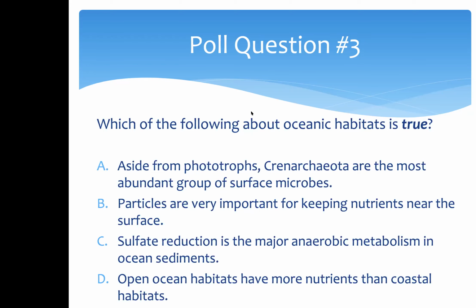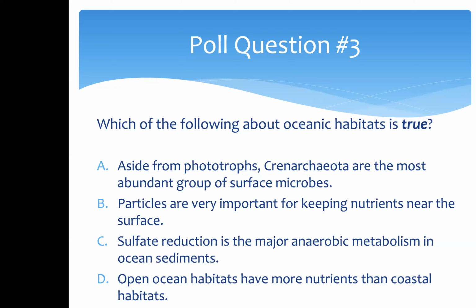So it looks like the majority of you put C, but quite a few put B. So let's take a look at it. Nobody put A, so that's good, because we just learned that Crenarchaeota are not the most abundant group of surface microbes. Where do they become abundant? Where did we see the increase in archaea? At the bottom. Yeah, so in deeper waters. So you guys all got that.